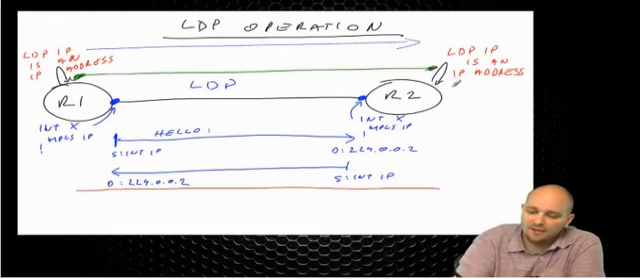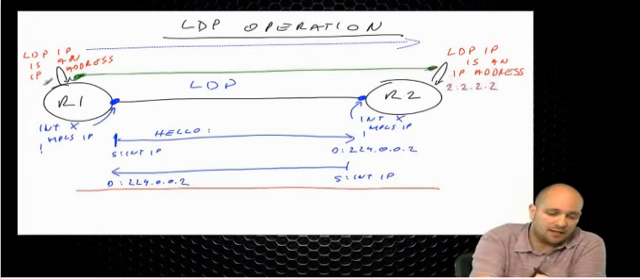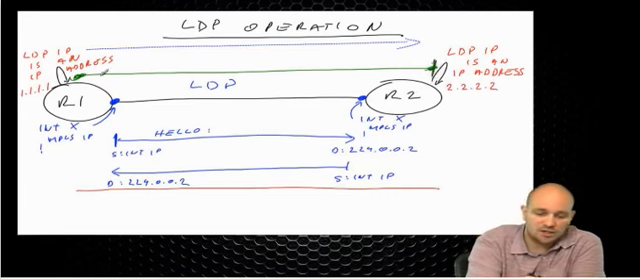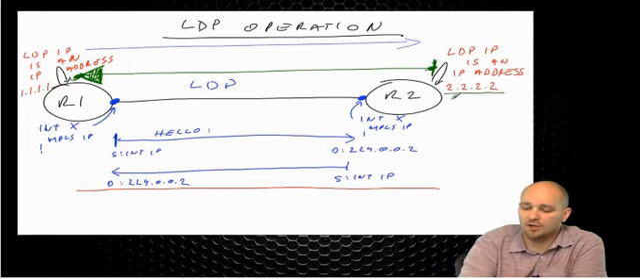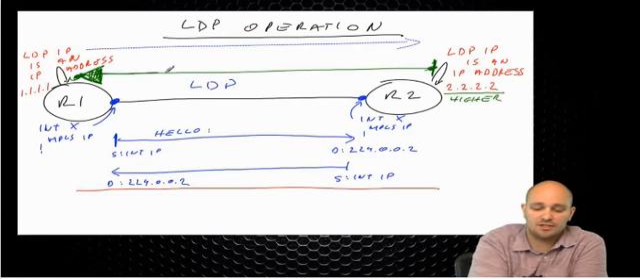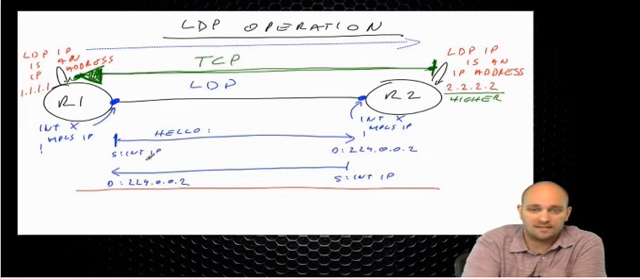And this TCP session is deterministic. Let's say that the LDP loopback address here was 2.2.2.2, and here it was 1.1.1.1. It will be R2 that initiates this TCP session towards R1. Why? Because this number here is the higher number. So it will always be the higher number that initiates the TCP session towards the lower number. So this here will be the TCP session.